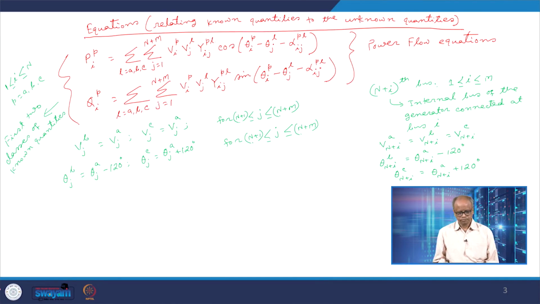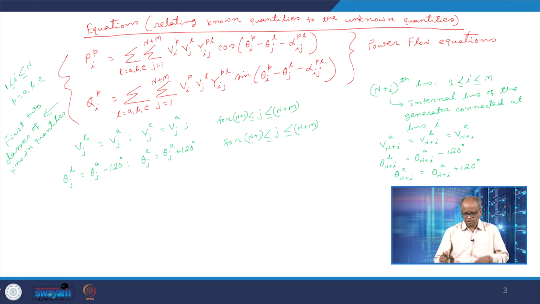Okay, so in the last lecture, we have been talking about the known quantities. First, we talked about the classification, and then we started looking into the equations. So, these are the equations for the known quantities corresponding to the power injection.